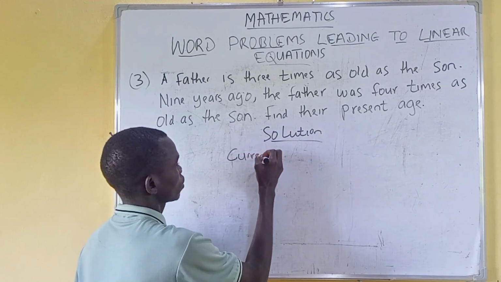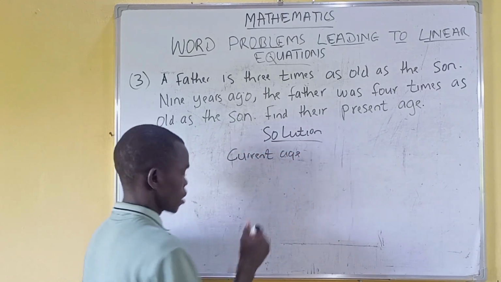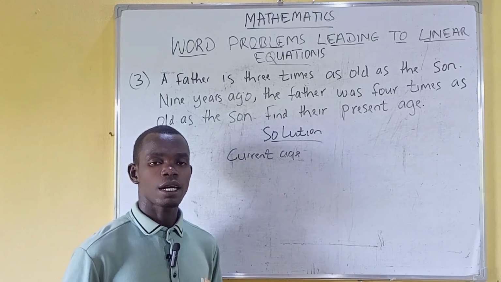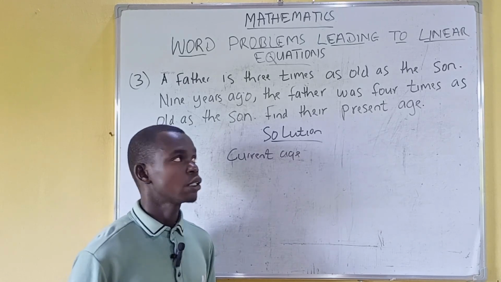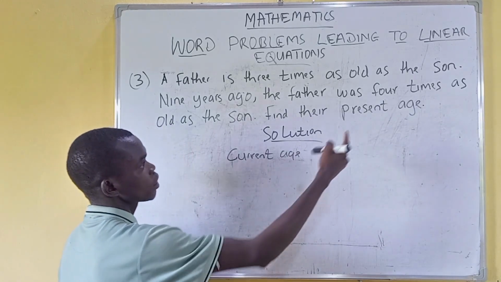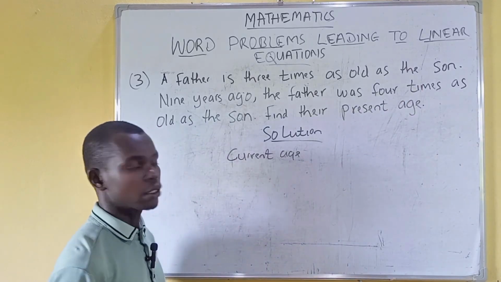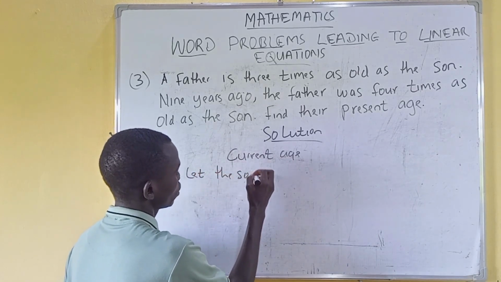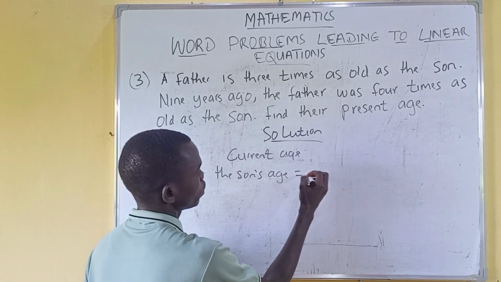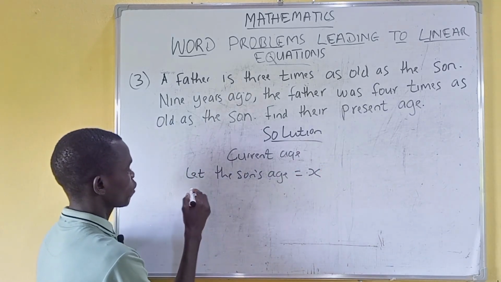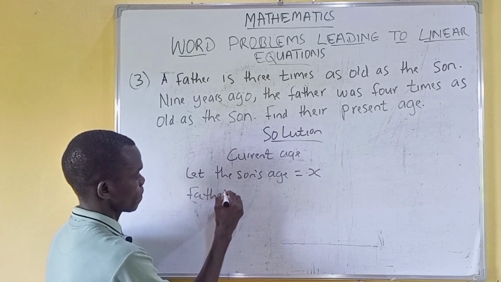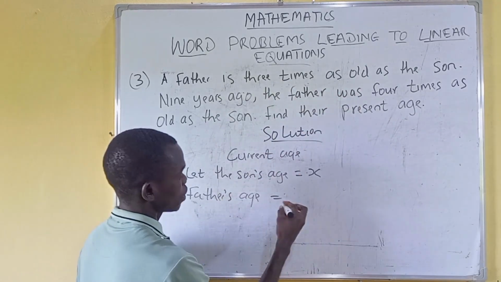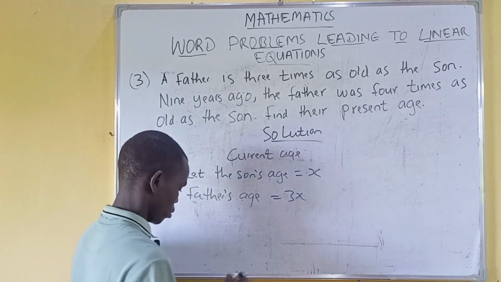current age. And from our rules, we said that the first thing is to select a letter to represent the number required. So, we will represent the son's age with letter S. So let's say, let the son's age be S. So the father's age will be equals to 3 times as that of the son, which is 3S.